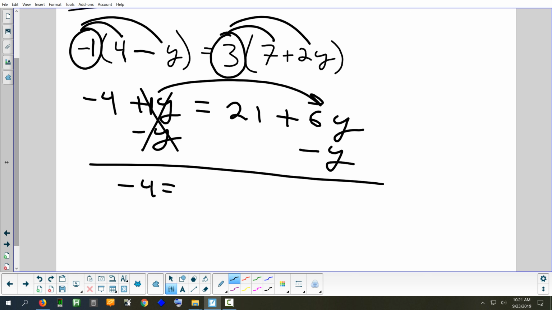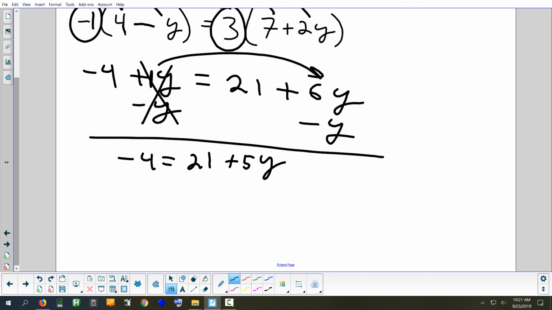I think I've called pretty much everybody. Princess, what's going to be on the right? What doesn't change at all? 21 doesn't change. But how about 6y minus y? 5y. All right. So now we got the y's on the right. We've got 2 steps left.